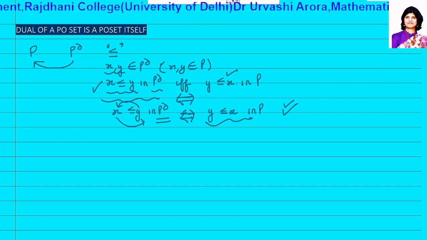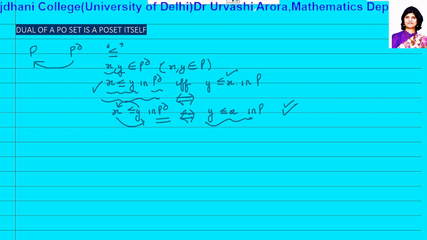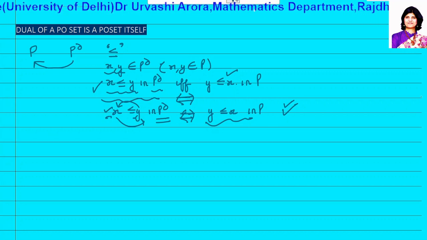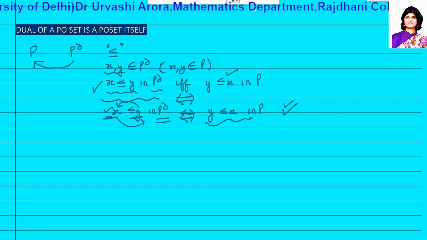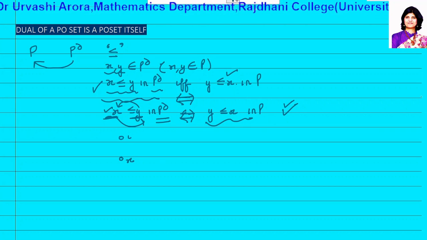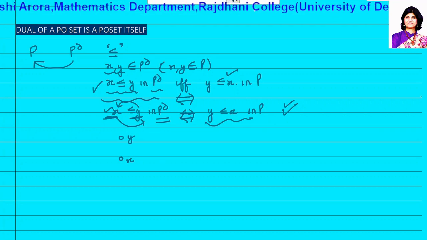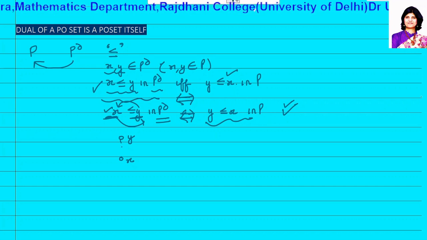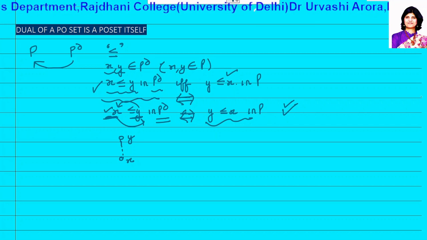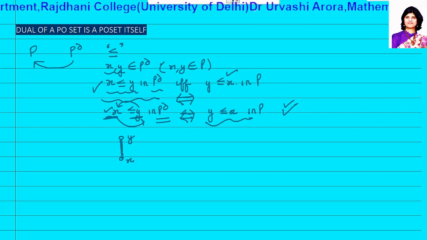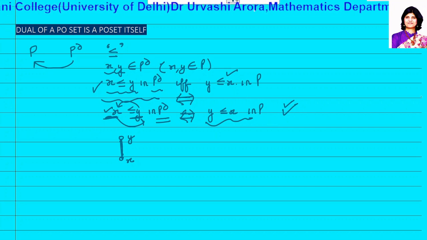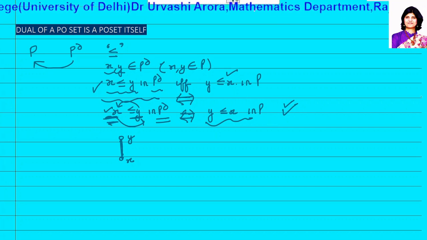And when you draw the diagram of P dual, and try to see the placement of the elements x and y, then because x is on the left and y is on the right, the element which is on the left is lower than the element which is on the right. So y is on the right, so it will be above x and x will be below y. So this is how the elements will be placed in the Hasse diagram of P dual. There might be other elements in between x and y, but as far as x and y are concerned, x will be below y because x is on the left and y is on the right.